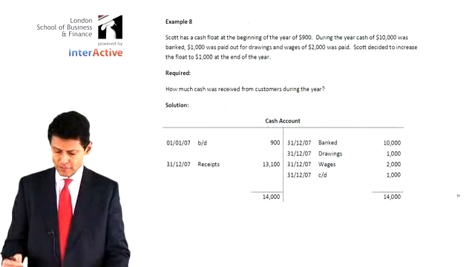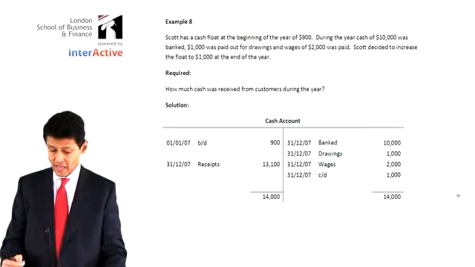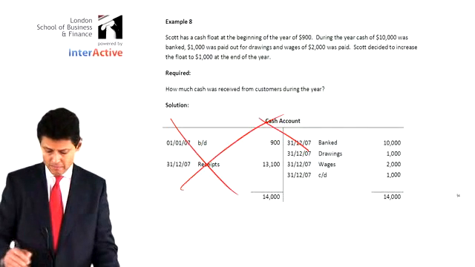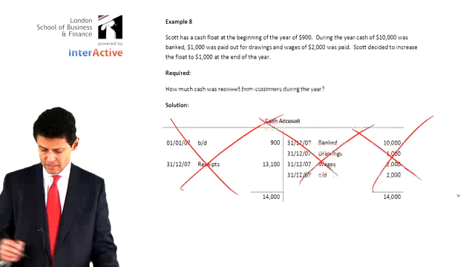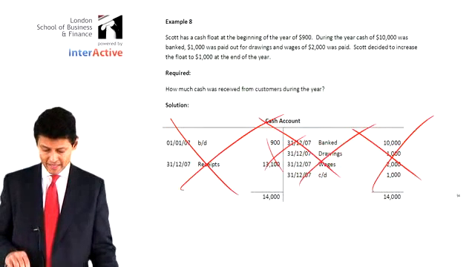Right, example 8, when you're ready, let's use the same sort of technique. Scott has a cash flow to the beginning of the year of $900. During the year, cash of $10,000 was banked, $1,000 was paid out for drawings and wages. So I'm going to blot out my answer here, making sure you don't see it. If possible, avoid looking at it.